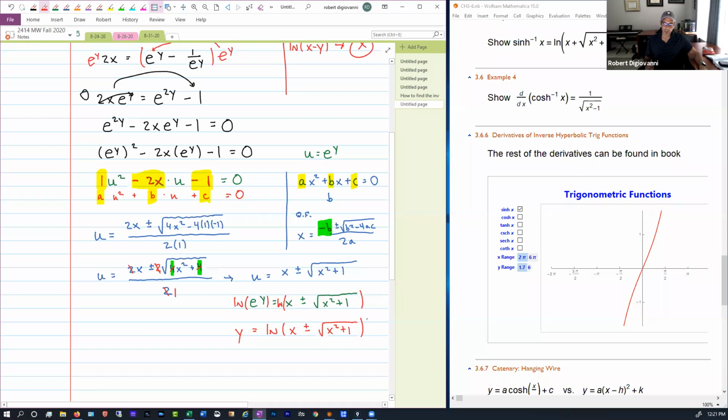And is that the formula? Let's look back up here. Right here.